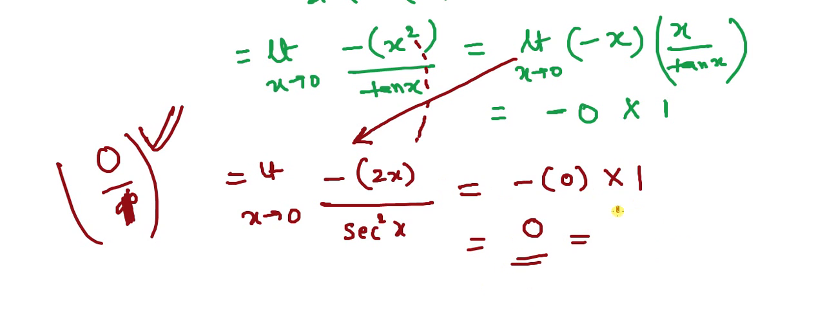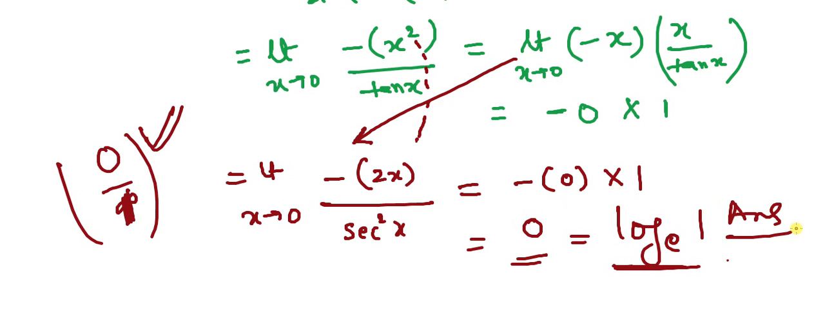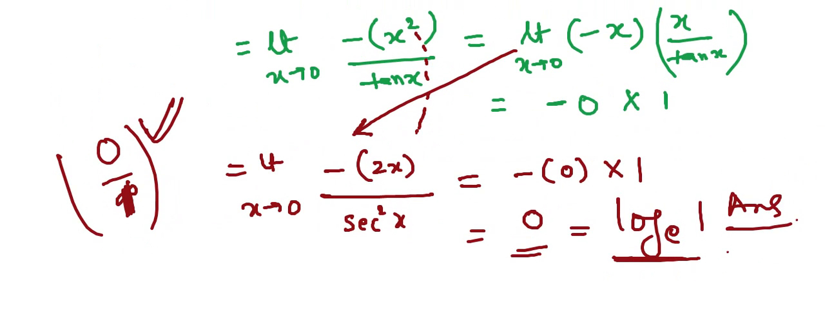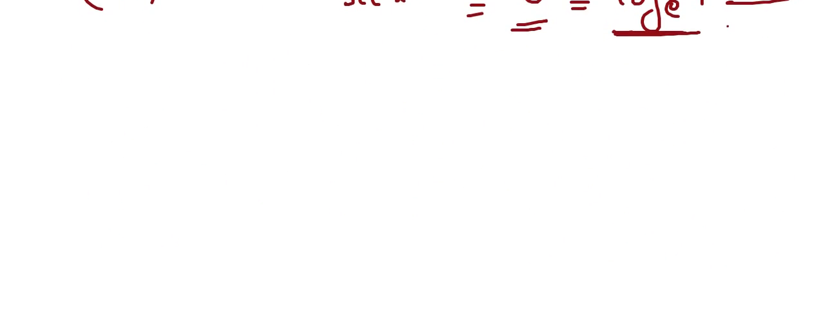And remember, 0 can be written as log e of 1. Okay, log 1 is 0 only. So this is our answer. I guess you found it easy. And if you don't know the limits properties, then also it's okay. You can apply L'Hospital rule anywhere and you can solve the given question.